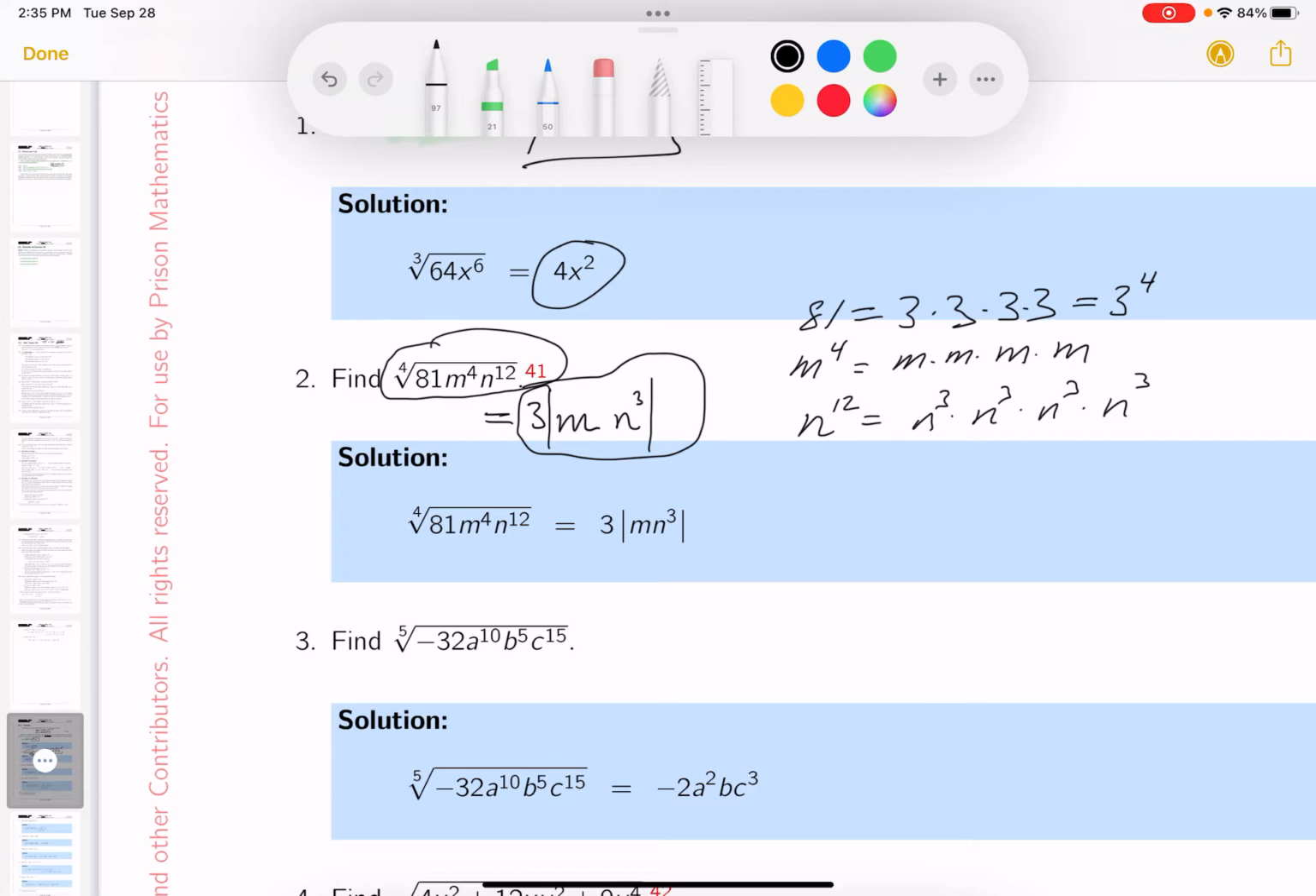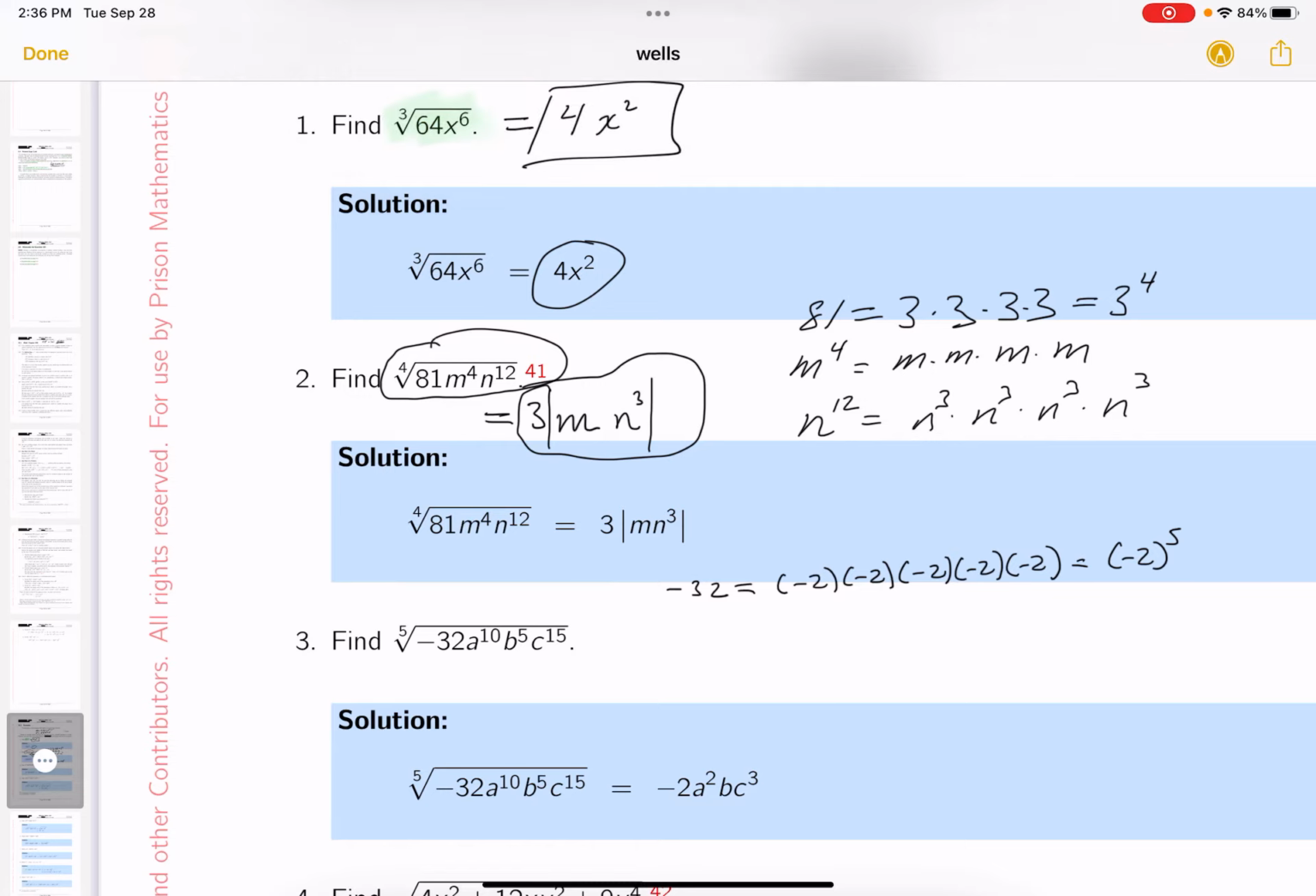I'm going to write down the fifth root of minus 32. And what's that going to be? I'll write it down for you. It's minus 2 times minus 2 times minus 2 times minus 2 times minus 2, which is actually just minus 2 to the fifth power. All right? So minus 2 times minus 2 is 4. Times minus 2 is minus 8. Times minus 2 is 16. And then 16 times minus 2 is minus 32. Worked out beautifully.